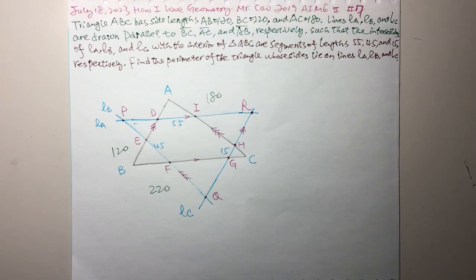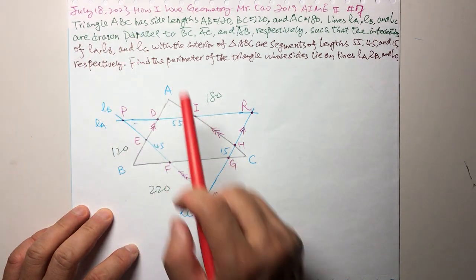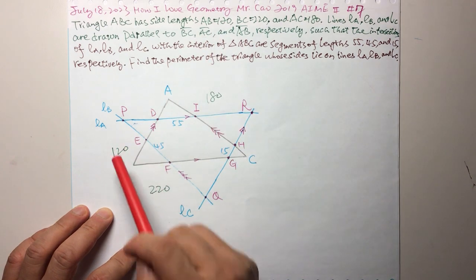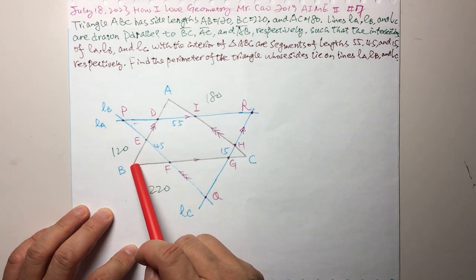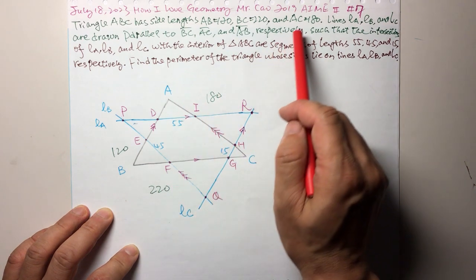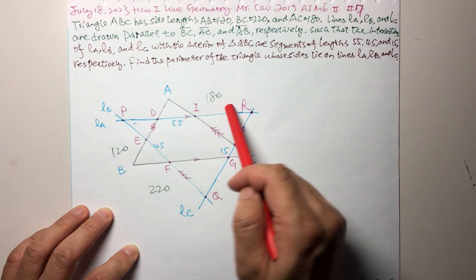I'm Mr. Chao. This problem is from 2019 AIME 12 problem number 7. Triangle ABC has side lengths AB = 120, BC = 220, and AC = 180.